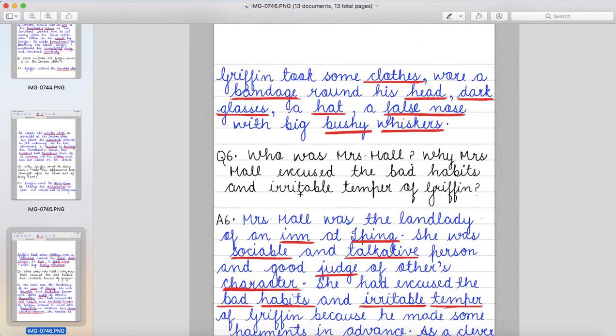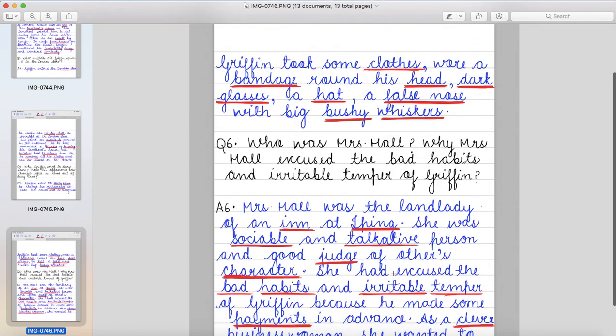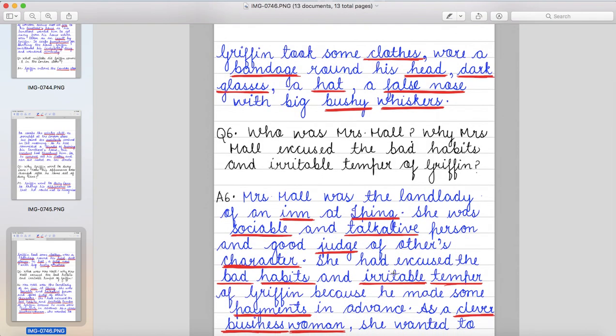Question number 6: Who was Mrs. Hall? For this we need to write the character traits of Mrs. Hall. Why did Mrs. Hall excuse the bad habits and irritable temper of Griffin? Now the answer is: Mrs. Hall was the landlady of an inn at Epping. Inn means a house. She was a sociable and talkative person and a good judge of others' character. So she was a sociable person and a very good judge of others' character.